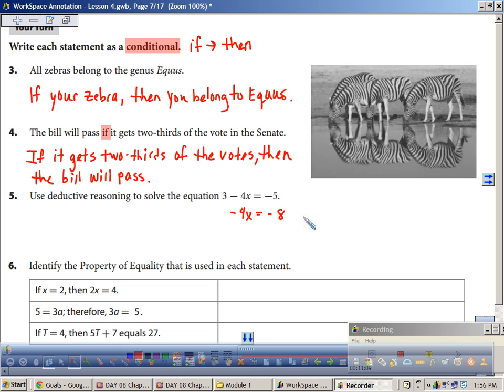How would I justify that step? I heard it. Good. Subtraction. Here's my little abbreviation. PO, property of equality. Subtraction property of equality. Don't use sub PO, because what's sub PO? Substitution. So you don't ever want to abbreviate sub. You can abbreviate multiplication, addition, division, but substitution and subtraction, you don't want to abbreviate those.